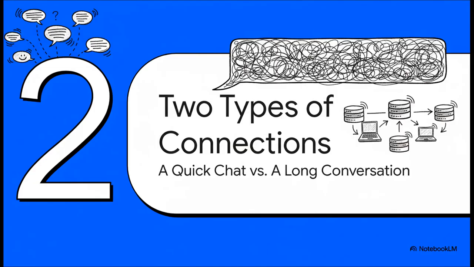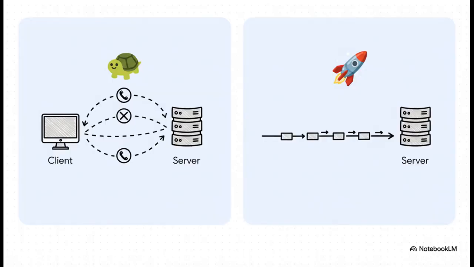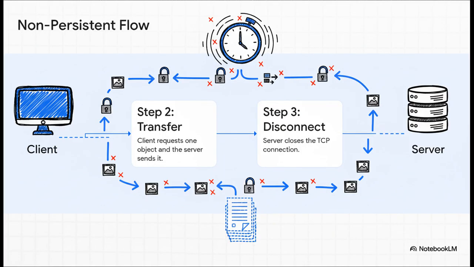All right, so these HTTP conversations can happen in two main ways. You can think of it as either a whole bunch of really short, separate chats, or one long, much more efficient conversation. So on the one hand, we have the old way, non-persistent HTTP. This is like making a phone call, asking for one thing, hanging up, and then dialing the exact same number all over again to ask for the next thing. It's super inefficient. On the other hand, we have the modern way, persistent HTTP. Here, you make one phone call and you just keep the line open to ask for everything you need. Way faster.